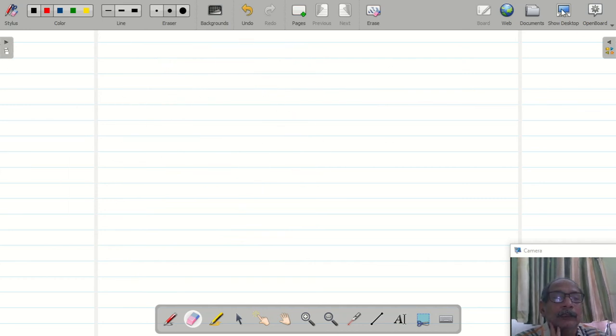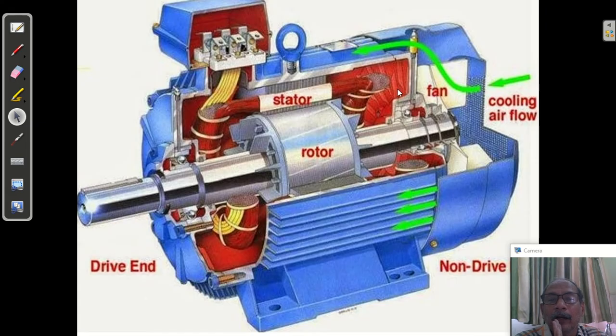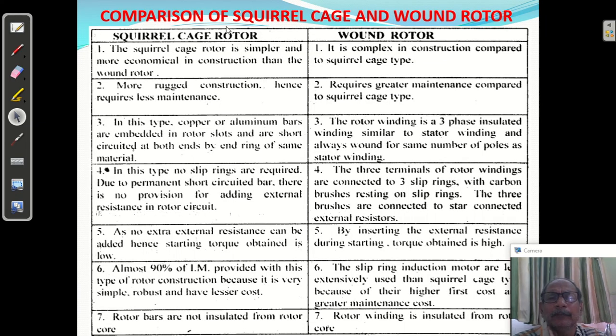Next part I am going to discuss the advantages, that is, the comparison between squirrel cage and wound rotor or slip ring induction motor. Squirrel cage motor is simpler and more economical in construction than the slip ring induction motor. Slip ring induction motor is more complex in construction because उसमें slip rings हैं, brushes हैं, so more complicated. Squirrel cage is more rugged.